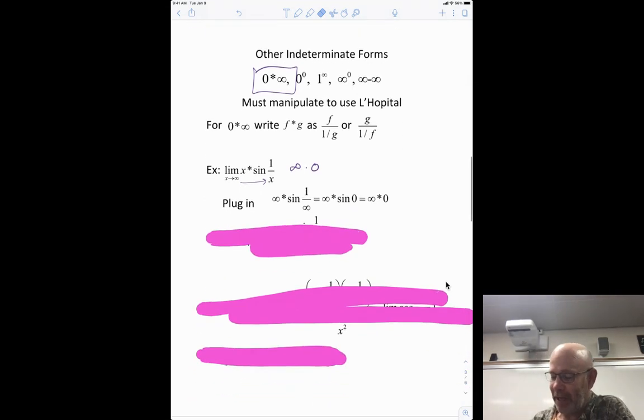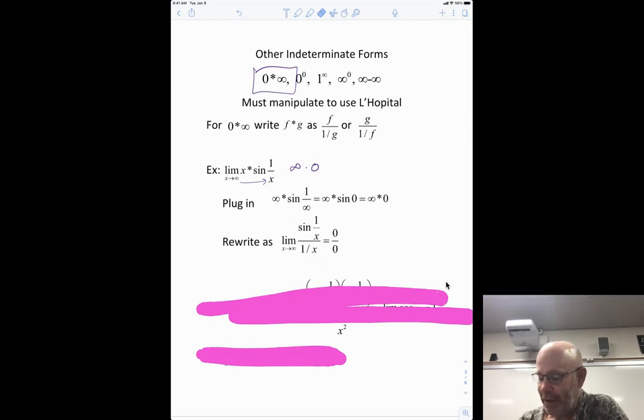There's the same steps again. So just the infinity times 0. I'm going to rewrite it. I'm going to leave the sine of 1 over x on the top. I do not want to take the reciprocal of sine of 1 over x. That's 1 over the sine of 1 over x. It's going to be pretty ugly.